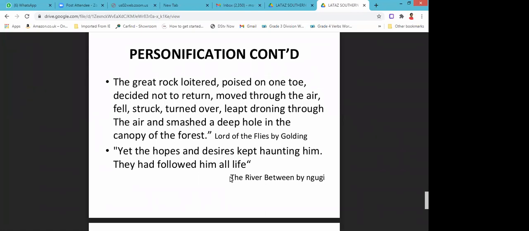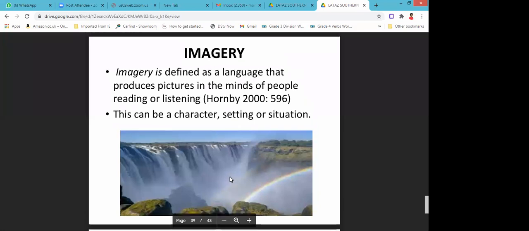And the next one: yet the hopes and desires kept haunting him. They had followed him all his life. So, desires do not haunt people. They just have desires, but here they are given human qualities.